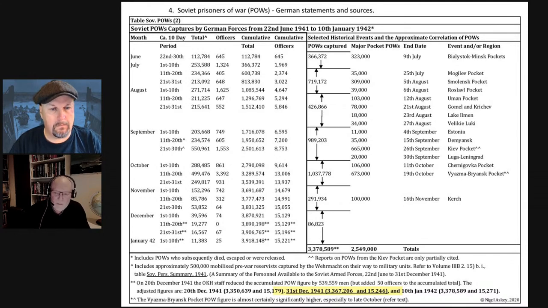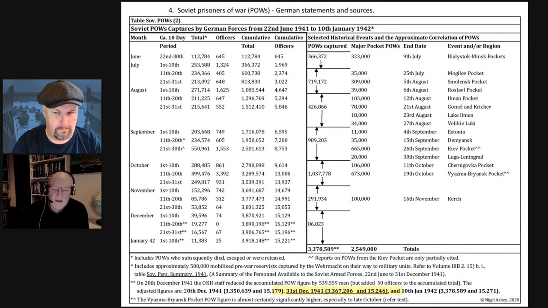Anyway, by the end of December, this was the number here, 3378. And as you can see, of that, 2549 are all in these major pockets. The main thing is that at every point in the sequence, the number of people in the pockets doesn't exceed the accumulated total. You're always going to have small actions where you're getting small groups of POWs. If the numbers in the pockets exceed the accumulated total, you know there's something wrong, because that should be impossible. So the accumulated totals are always quite significantly ahead of the number in the pockets.